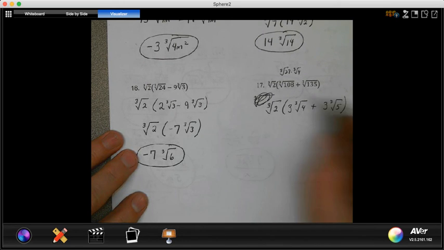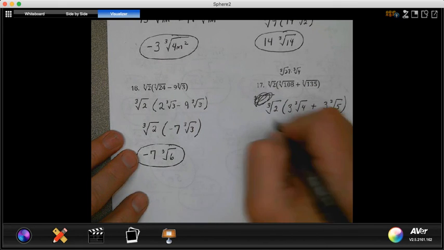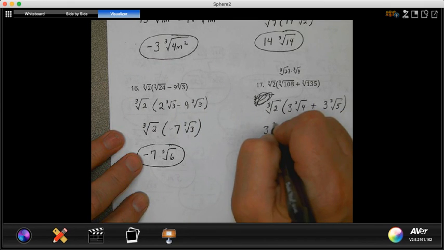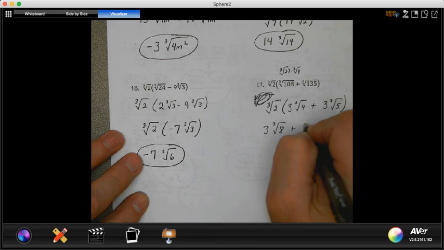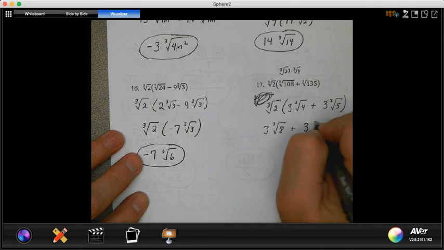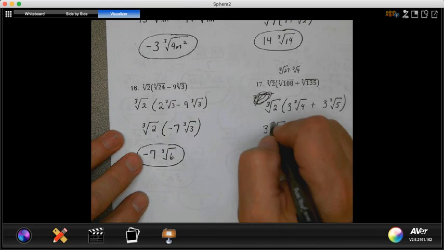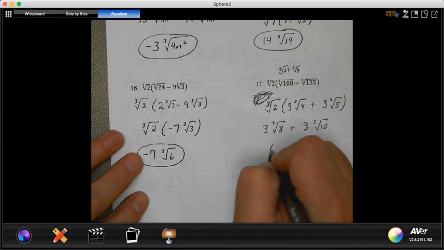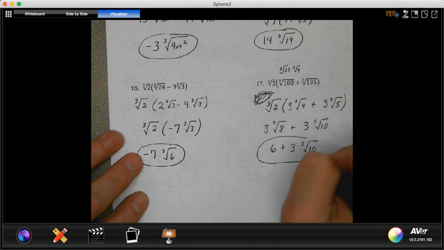Leave them separate. Now I got to distribute the cube root of 2. So you just multiply all the numbers on the outside and the numbers on the inside. So 3 times 1 is 3, and that's cube root 8, because 2 times 4 is 8, plus 3, and then cube root 10. Okay? Cube root of 8 is 2. You're always looking for lowest terms. So 3 times 2 is 6. So 6 plus 3 cube root 10 is how I would write that final answer.